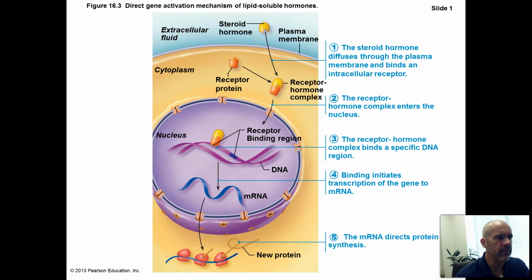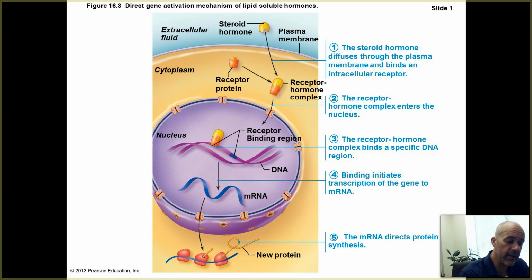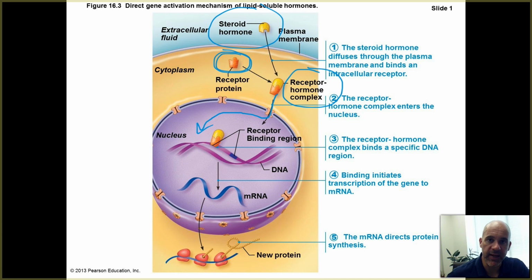Here's a diagram from your textbook which shows that in a little bit more detail. The example they're showing here is a steroid type hormone. There are multiple examples of steroid hormones, but testosterone is a male sex hormone, and estrogen is a major female sex hormone. Those are steroid type hormones, so they are able to diffuse inside cells. The receptors for those hormones are inside the cell. They come together inside the cell and make a receptor-hormone complex. That enters the nucleus of the cell where your DNA is located.